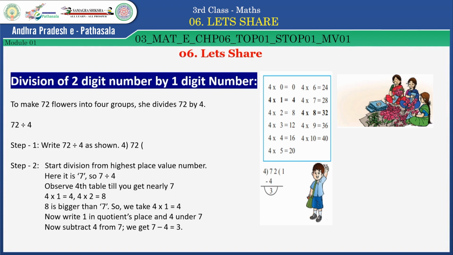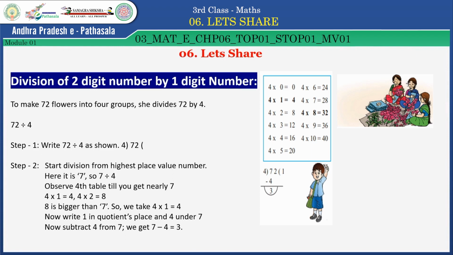Observe the 4 table till you get 7, or nearly 7. 4 ones are 4 and 4 twos are 8. 8 is bigger than 7. So we take 4 ones are 4. Now write 1 in the quotient's place and 4 under 7. Now subtract 4 from 7. We get 7 minus 4 is equal to 3.